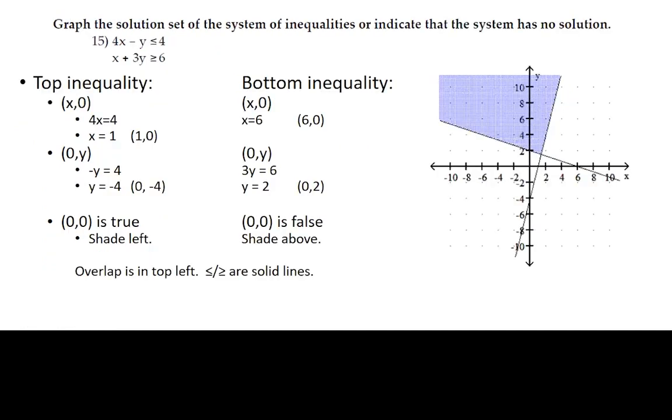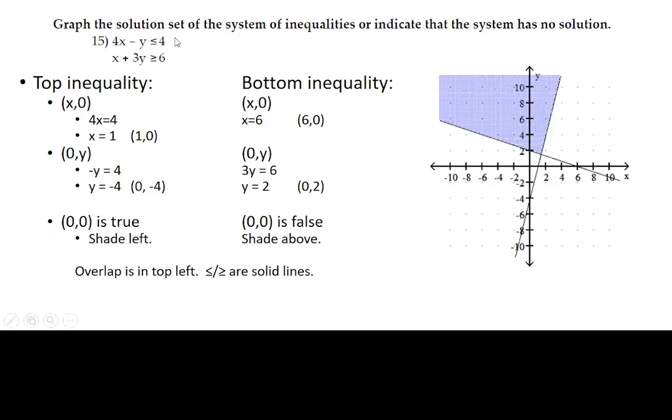Finally, number 15. Graph the solution set of the system of inequalities or indicate that the system has no solution. We have 4x minus y is less than or equal to 4, and we have x plus 3y is greater than or equal to 6.